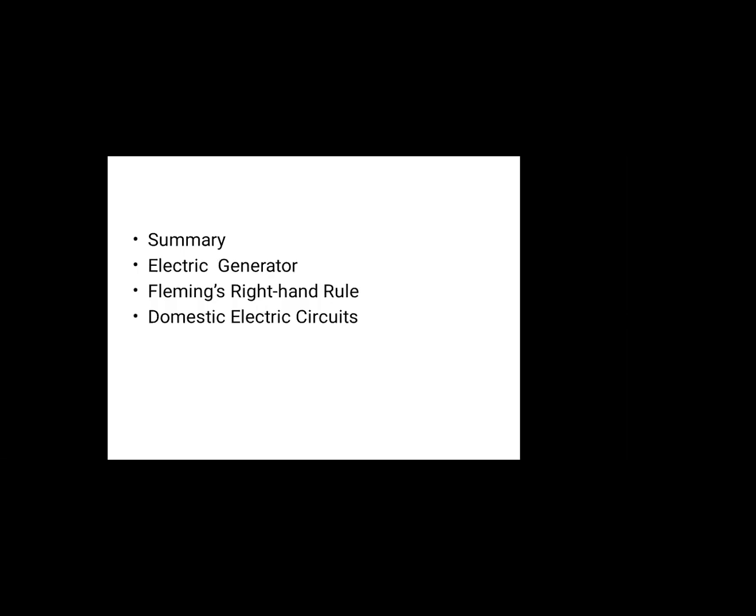And in today's class, you have learnt about electric generator, Fleming's right hand rule, domestic electric circuit. Under domestic electric circuit, what have you learnt? Overheating. Overloading. And before overloading, what have you learnt? 3 types of socket connection. What are those 3 types? Live wire. Neutral wire. Earth wire. Yes, those are the components of that socket.